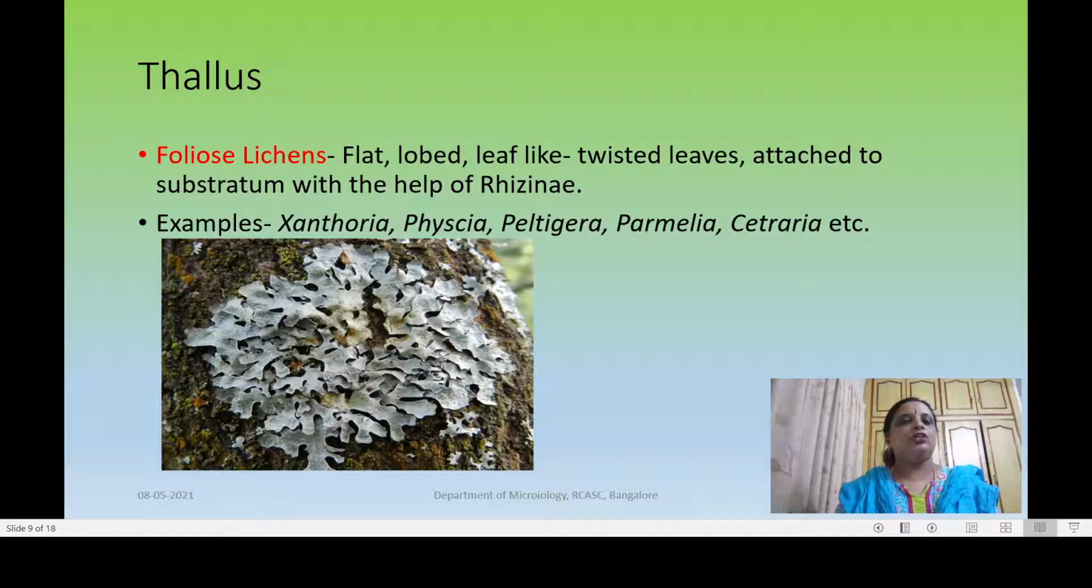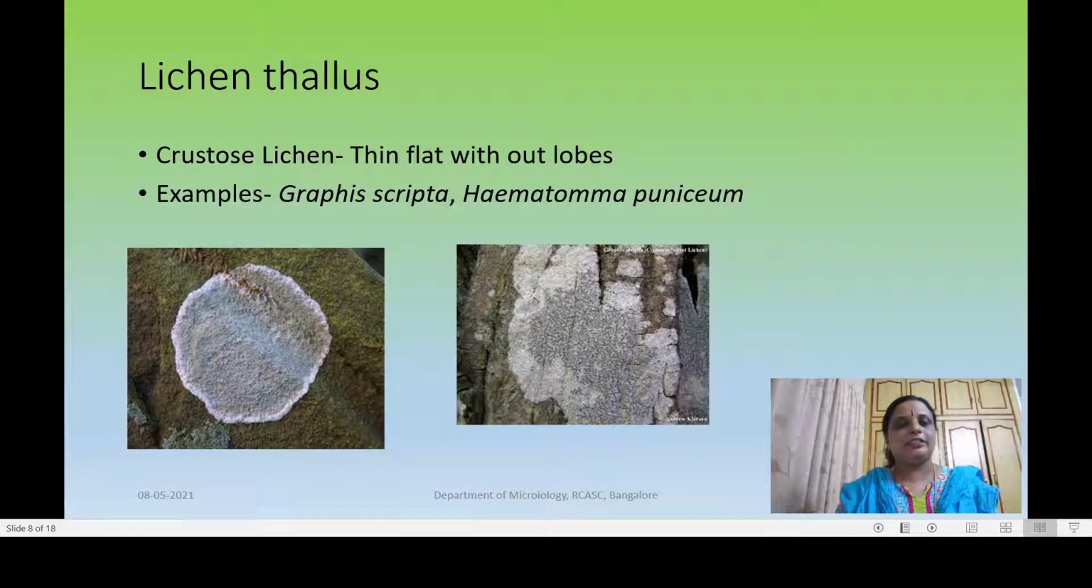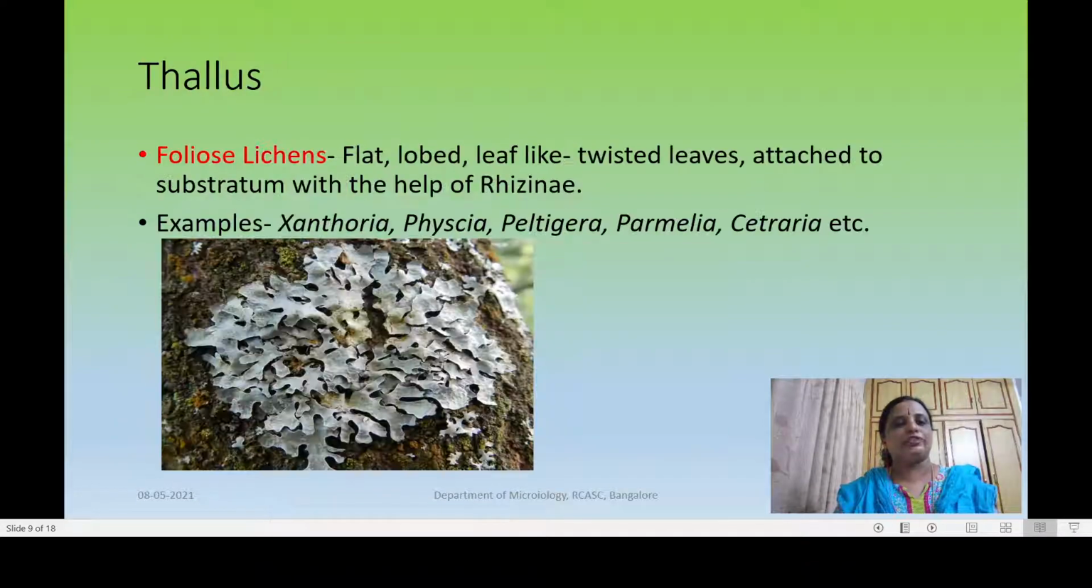They are flat, lobed, twisted, attached to the substratum with the help of rhizinae, whereas such a rhizoid-like structure is completely lacking in the case of crustose lichen.